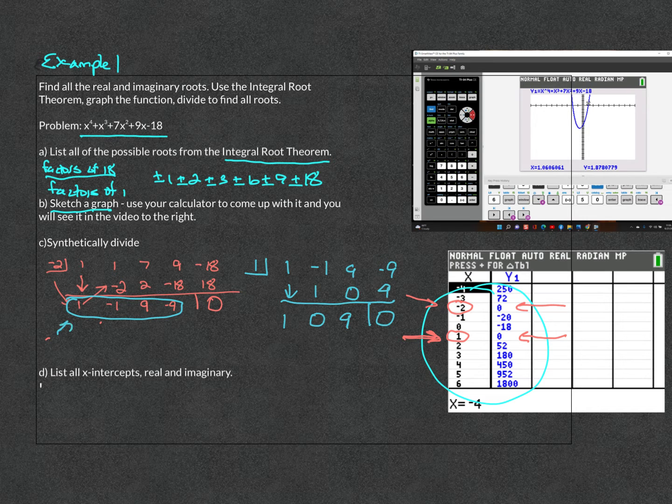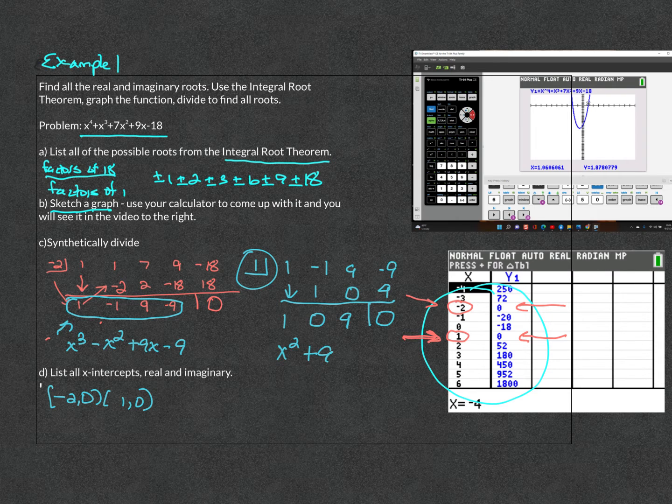So this one would have been x to the third minus x squared plus 9x minus 9. But then we divided out another 0 right here. So now it is x squared plus 9. So we know that 2 of our zeros are negative 2. And I don't know if she wants them in coordinate form, so I'm going to put them in coordinate form for right now. Negative 2, 0. And then also 1, 0.